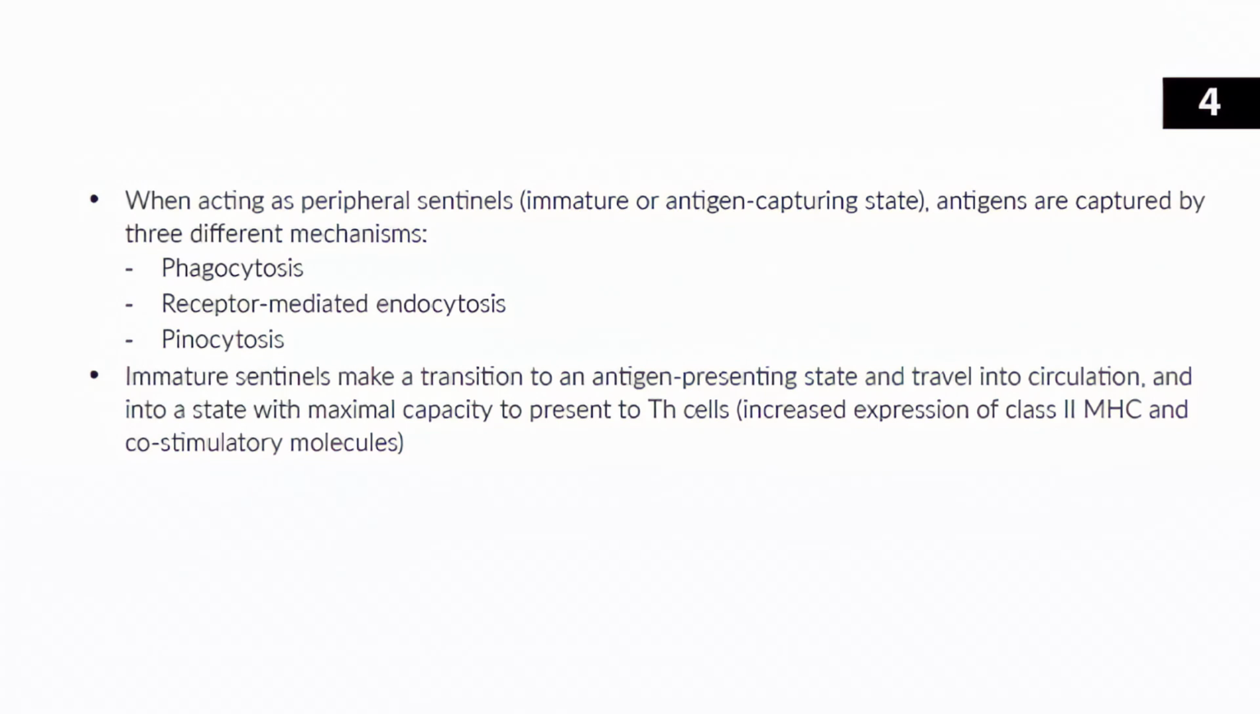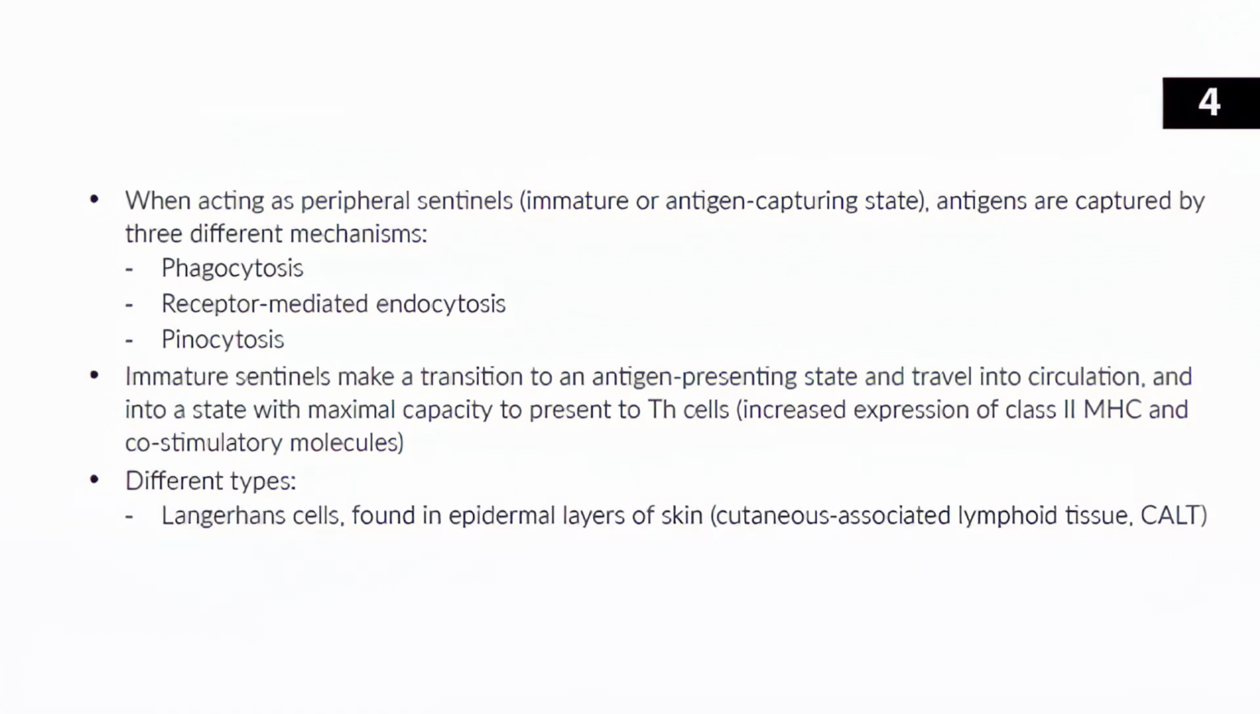into the circulation. And in this state, the dendritic cell has maximal capacity to present antigen to the helper T cells because it's increased expression of class 2 MHC and increased expression of those co-stimulatory molecules. So they find an antigen and then they switch to this cell that presents very well to the T helper cells. There are also different types of dendritic cells. One you may have heard of is the Langerhans cell.